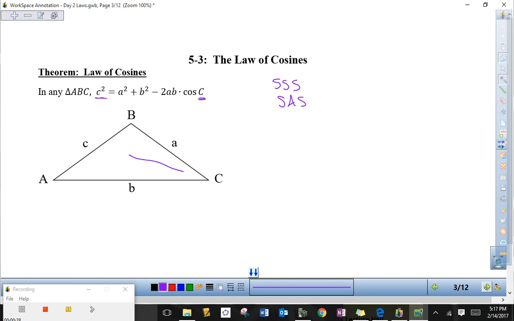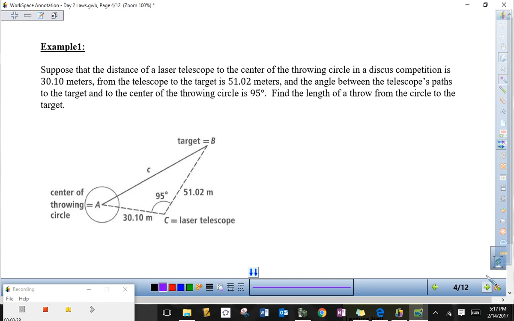So let's use that to talk about the first problem here. We're looking at the distance of a laser telescope to the center of a throwing circle. On our picture here, laser to throwing circle is 30.10 meters. Then from the same telescope to the target is 51.02 meters. It says the angle between the telescope's path to the target, so that line I just drew, and the telescope to the center is 95 degrees. We want to know the length of the throw from the center of our circle. That's marked as c in our picture here.